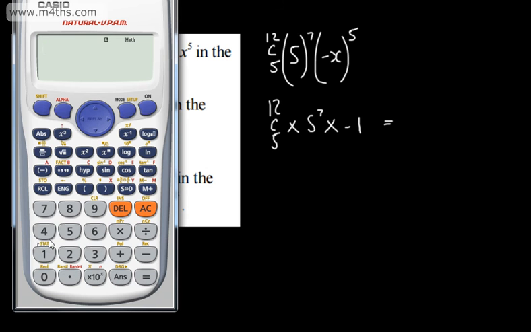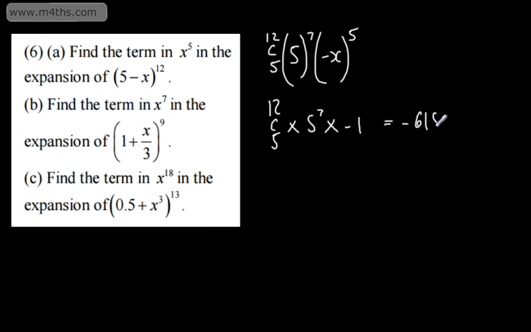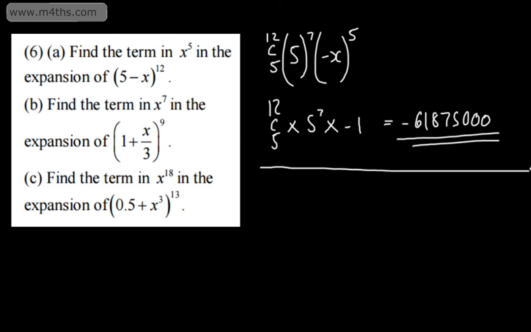So in a calculator, we can write that this is 12C5, and that would give me 792, multiplied now by 5 to the power of 7, and that's going to give me now 61,875,000, and that is a negative. If this had been now to the power of 6, then it would have been a positive, because we would have had a negative with an even power, which would make it positive. Okay, let's look at the next one.